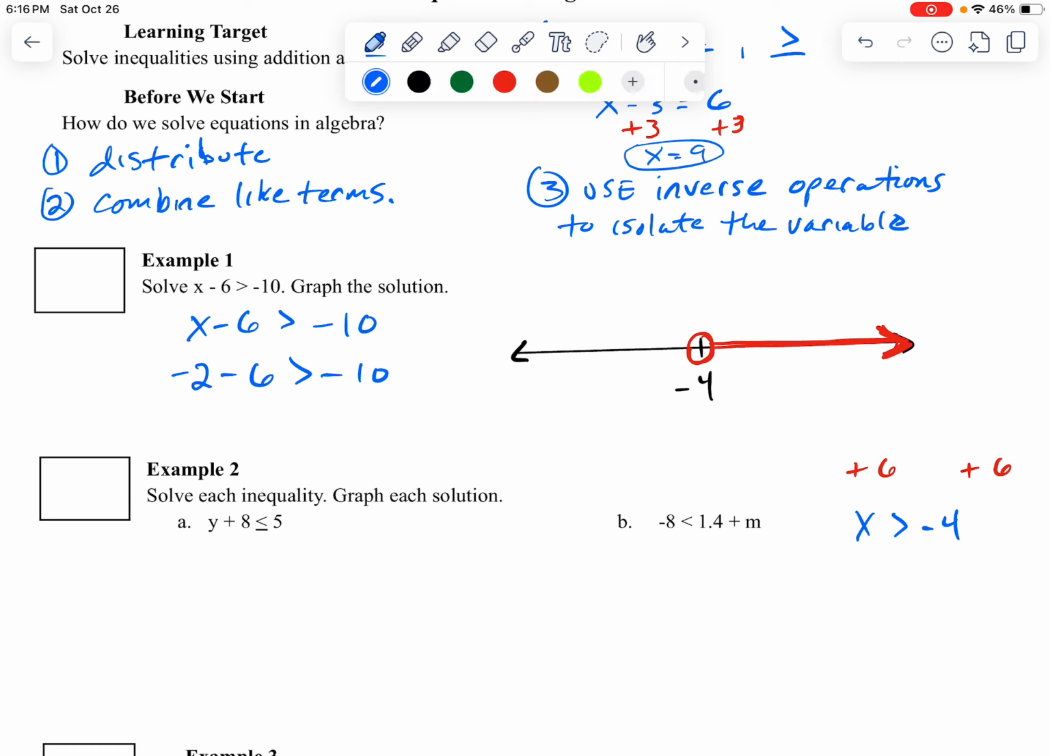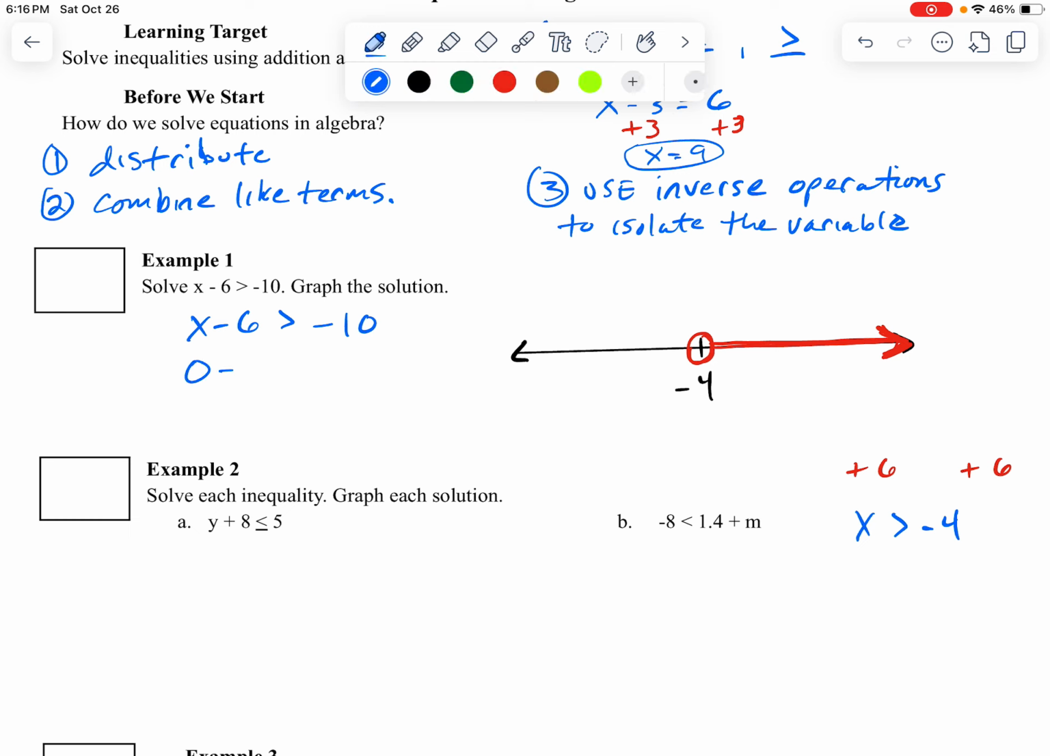So negative 2 minus 6 is negative 8. Is that greater than negative 10? Yes, it is. So since it makes our inequality true, it is a solution. But we could plug in anything, right? Think about all of the numbers that are greater than -4. 0, 2, 5, 100. Any of those would make this true.